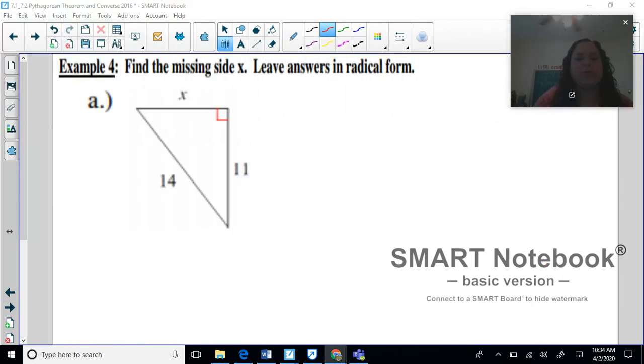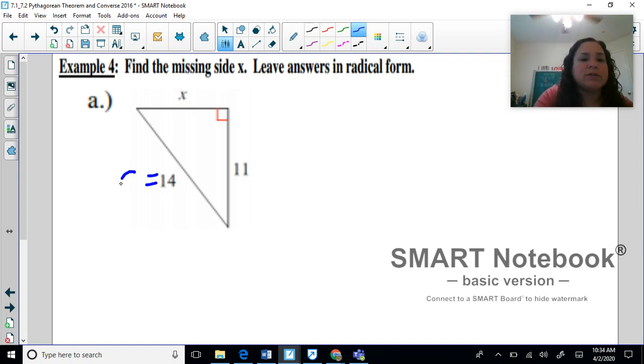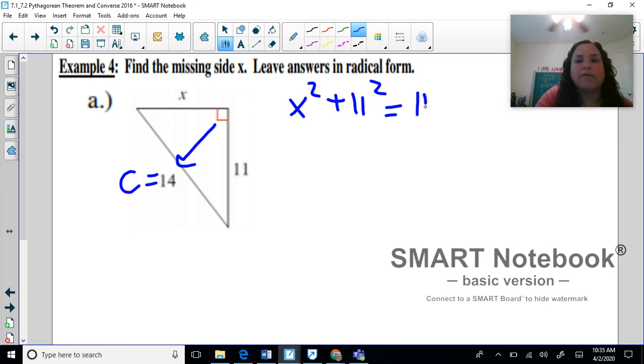Okay, so here's example 4. Find the side x. Leave the answers in radical form. So we're being asked to find the missing side by using the Pythagorean theorem. This is really simple, right? But we have to identify where our c is. Our c is always across from the 90-degree angle. So here in this case, c is 14. So we're going to plug in x squared plus 11 squared equals 14 squared, all right?